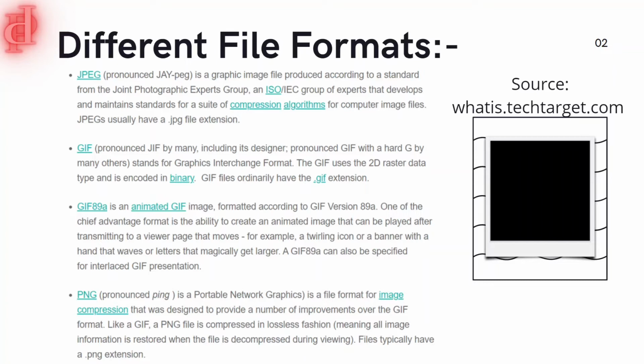Now, GIF was also kind of used for image compression, but we know how GIFs work. For example, let's say we need a static image. We obviously need a PNG for that. And in PNGs, usually after image compression, the quality is not lost, but for JPEG it is. And the source for this information is whatis.techtarget.com. I highly recommend you to check it out.